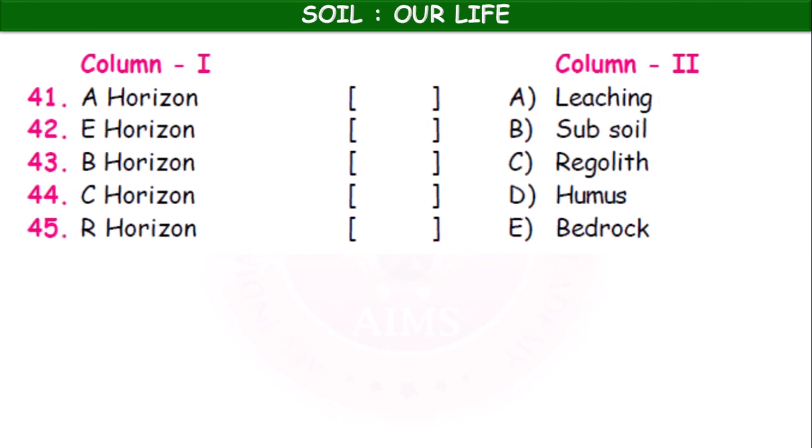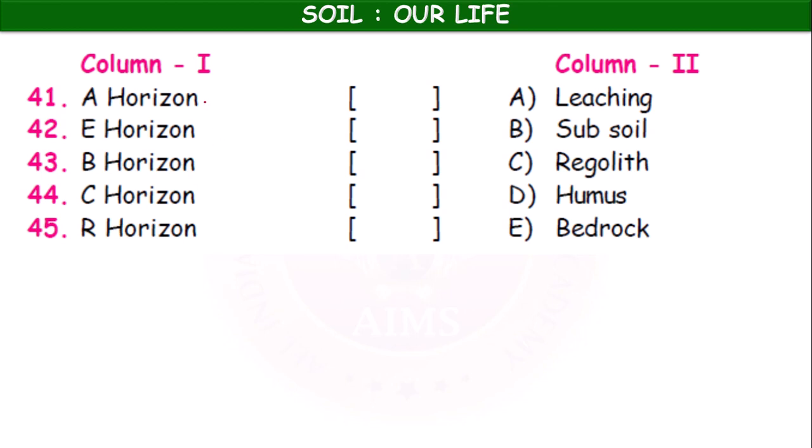Next, a multi-matching type question, matrix matching type. Here in column 1, the names of the horizons of the soil profile are given, and in column 2, their other names or what they are made up of are given. A horizon, E horizon, B horizon, C horizon, R horizon. These are the options in column 1. Column 2: leaching, subsoil, regolith, humus, bedrock. These are column 2.